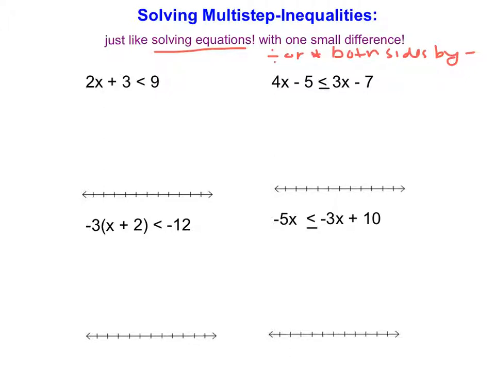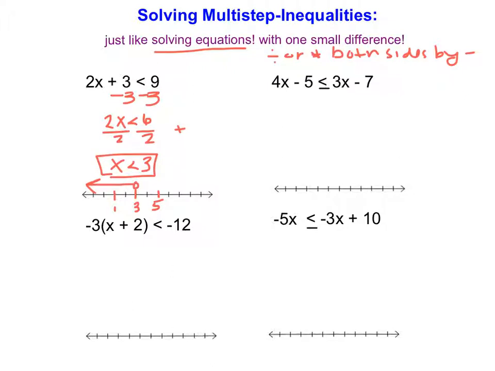So this first one, I need to start by undoing the order of operations backwards. I know that I need to start by subtracting 3 from each side. So I have 2x is less than 6. Then I need to divide both sides by 2. Notice I'm dividing by a positive, which means my sign will not flip. And I have x is less than 3. So if I go to my number line, plot a couple of numbers, I have an open circle at 3, and I'm going towards the numbers smaller than 3.